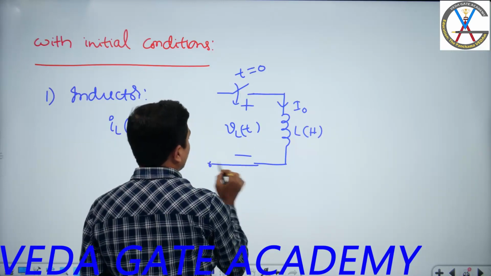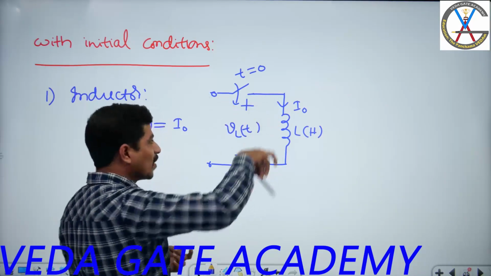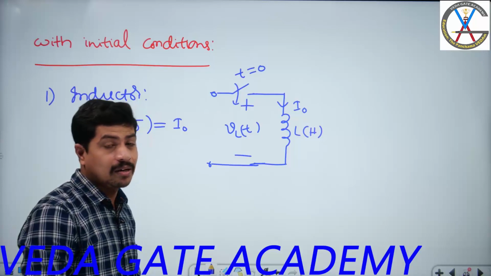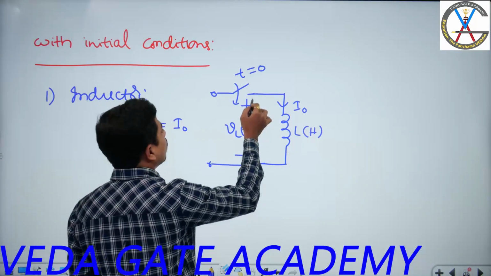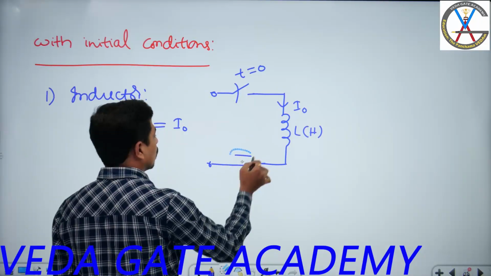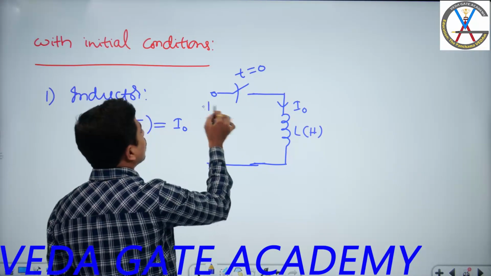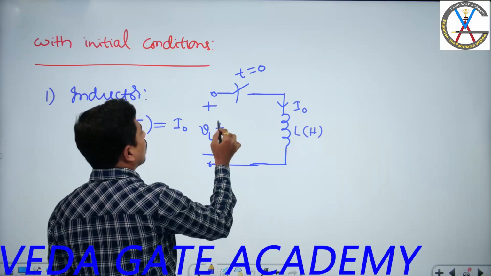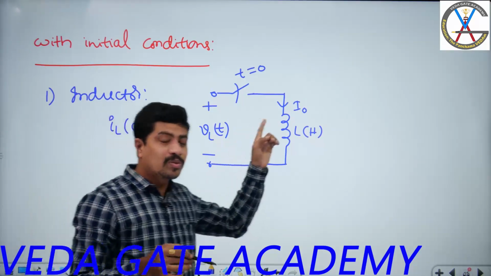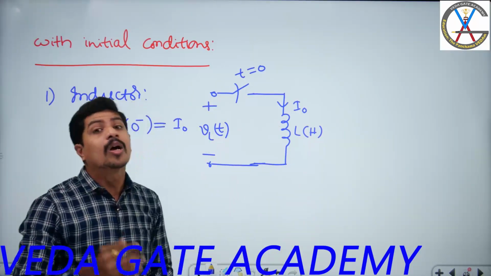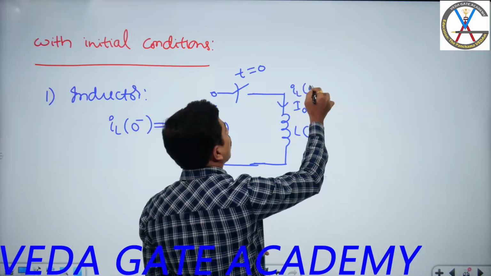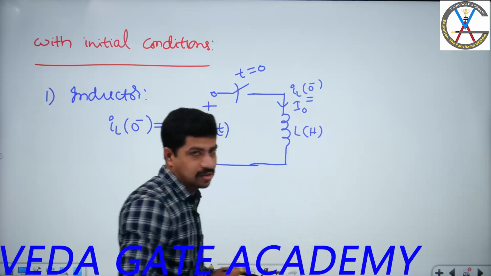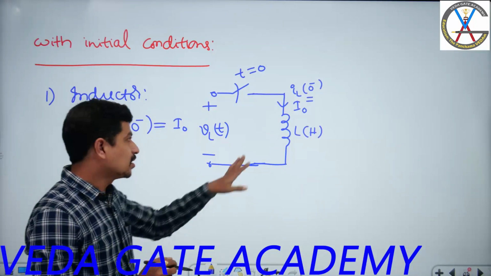Before t is equal to 0, this VL of t is not there, but there is some current I naught here. You have to understand very carefully. This is the input that we are giving at t is equal to 0. This is VL of t. We are connecting this input to this inductance at t is equal to 0. Before t is equal to 0, there is some current. I'll mention here IL of 0 minus is equal to I naught. This is L in Henry.